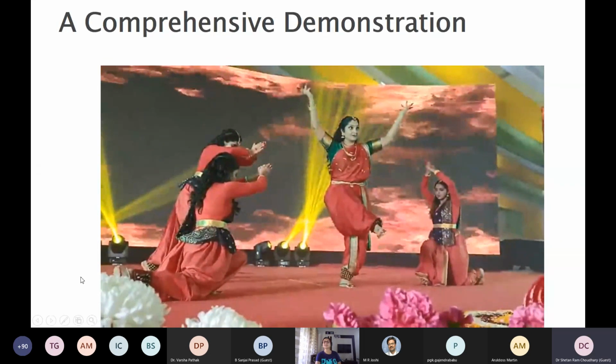So this was a demonstration to show a bit of everything. It was a big performance of all the nine neuroaesthetic principles put together in one particular performance.